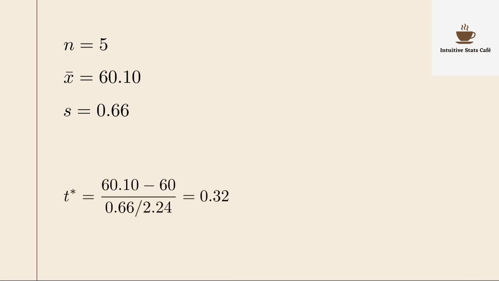With all the components clear, we list out the values for our example. Sample size n is 5. Sample mean x bar is 60.10. Sample standard deviation S is 0.66. You can calculate each by hand, but with larger sample size, please use a calculator. Then we plug in and calculate the test statistic 0.32.